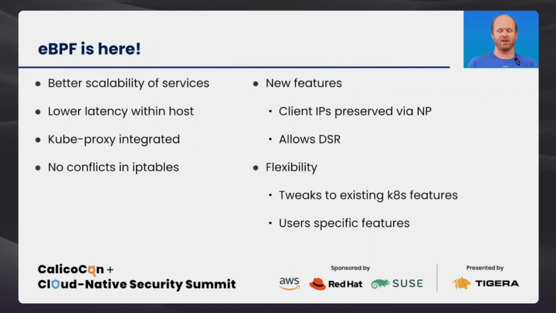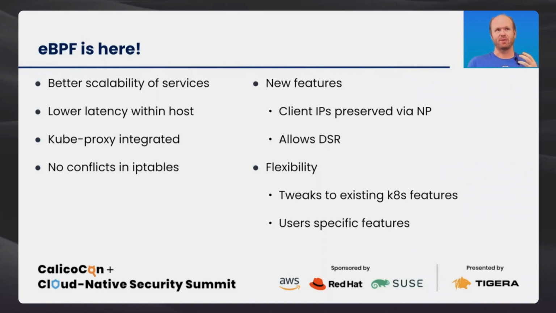So what does eBPF bring? Primarily, it brings better scalability of services. It brings lower latency within the host. It comes with an integrated kube-proxy. And that means that there's no third party that would conflict on a single resource with Calico, but the kube-proxy-like entity is integrated with Calico itself.